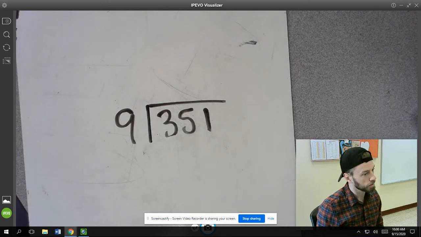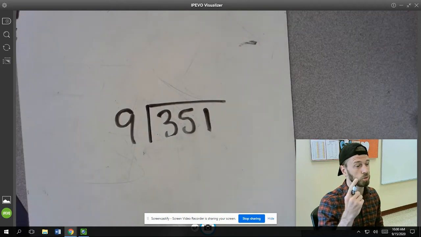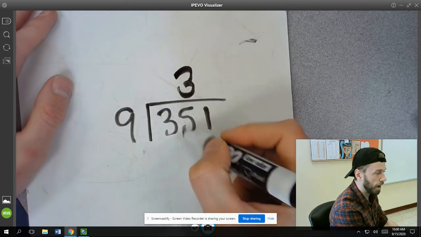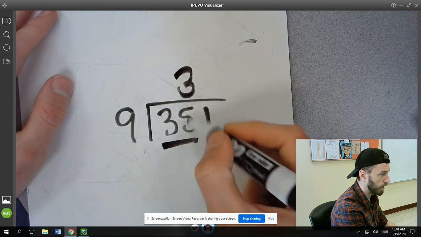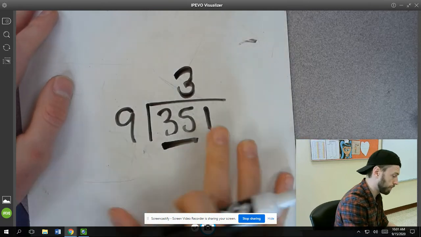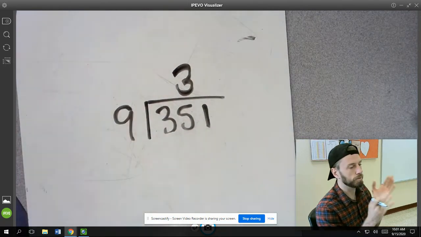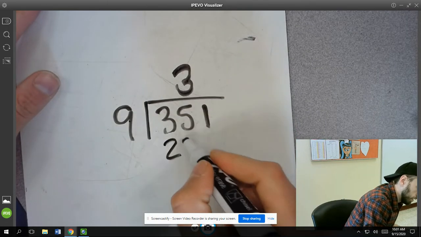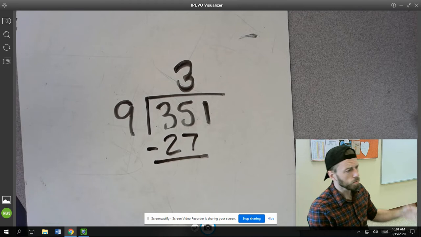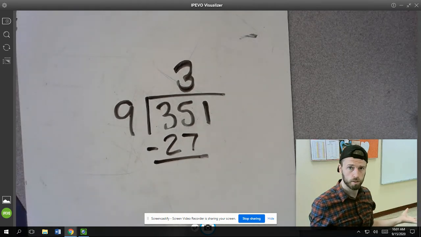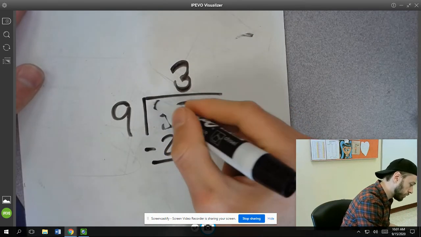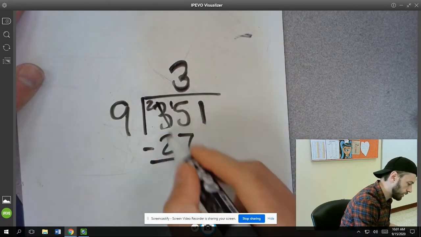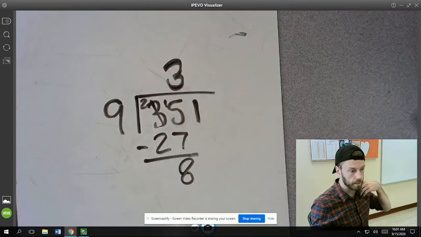Will 9 fit in 4 times? Well, 9 times 4 is 36, and that's 1 too many, so no, it will not fit in 4 times. It will fit in 3 times, so we'll put a 3 right over the 5, because remember, we're trying to see if it fits in 35, so we put the 3 over the 5. This is important. Next, after we've seen how many times 9 will go into 35, which is 3 times, we multiply. 3 times 9, and that gives us 27. Next, we will subtract that to see what's left over after we do that. And then we have to borrow here real quick. 15 minus 7, 8. 2 minus 2 is 0. So we have 8 left over.